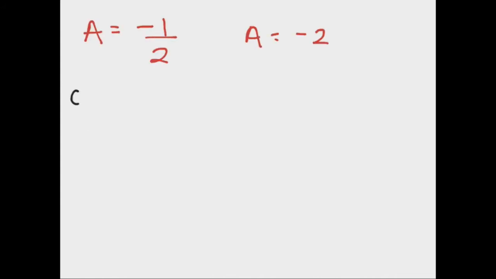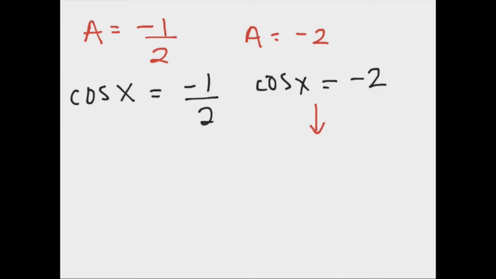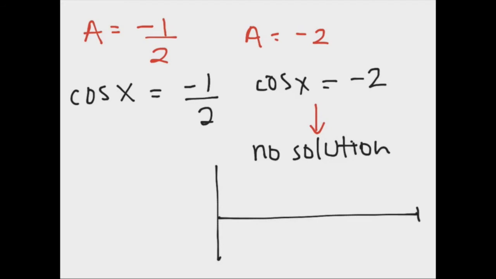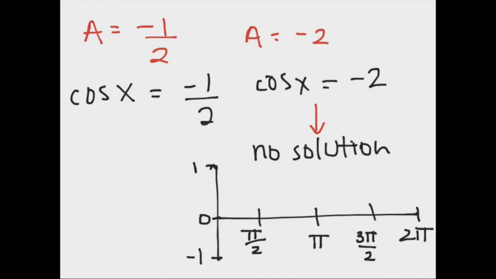Since we let cos x equal a, we must replace the a's with cos x, making the equations cos x equals -1/2 and cos x equals -2. We know that -2 is not a possible solution and can see this in greater detail when looking at the graph of cos. There is a maximum y value of 1 and a minimum y value of -1. There will be no points that have a y value less than -1.